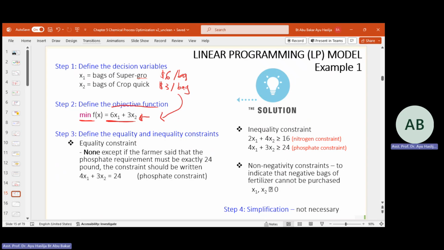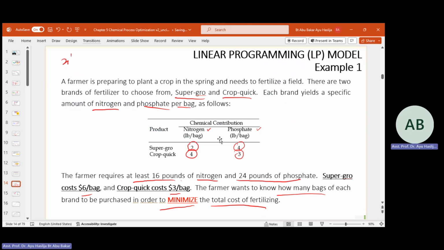Now, define the constraint. Equality constraint, we don't have equality. We have inequality. Because just now, the problem mentioned at least 16 of nitrogen and 24 of phosphate. Okay, how does this equation come about? Nitrogen. We focus on the nitrogen.